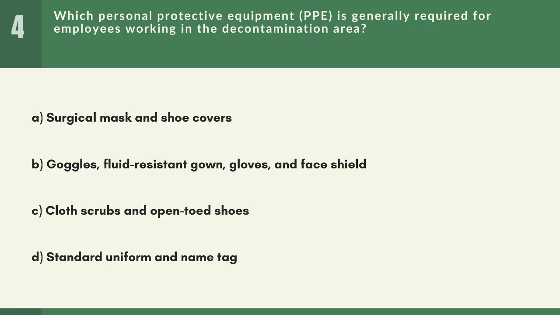Question 4. Which personal protective equipment, PPE, is generally required for employees working in the decontamination area? A. Surgical mask and shoe covers. B. Goggles, fluid-resistant gown, gloves, and face shield. C. Cloth scrubs and open-toed shoes. D. Standard uniform and name tag.